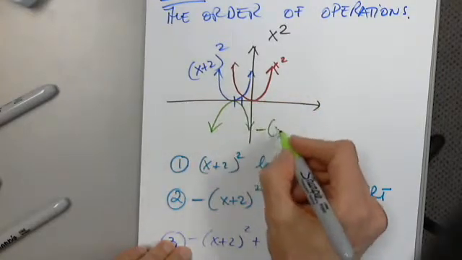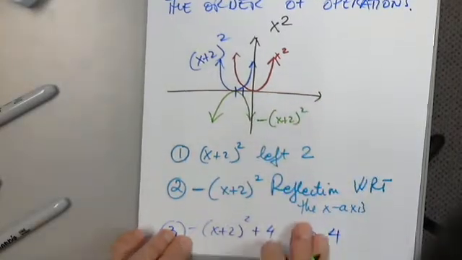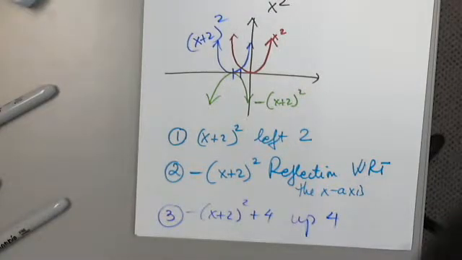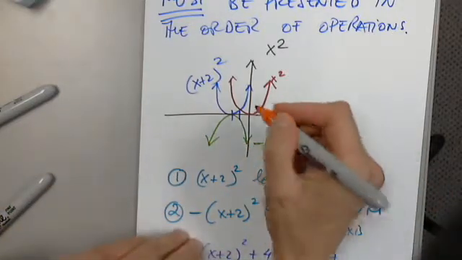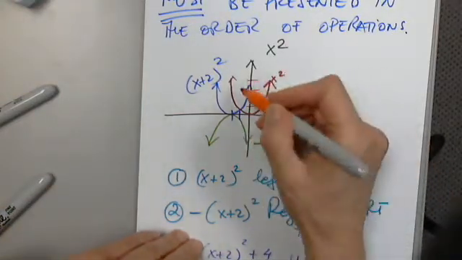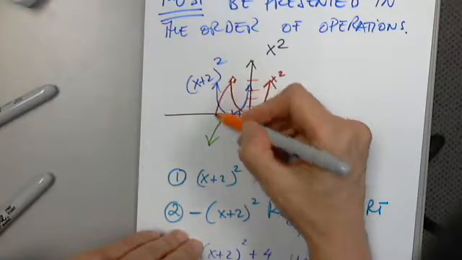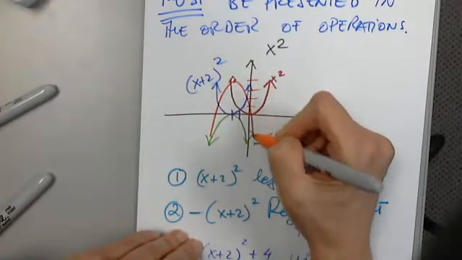So this is negative x plus 2 squared. And finally, you said to me what? Up 4 of this function, of the green function. Up 4 means 1, 2, 3, 4. And here's a rough graph.